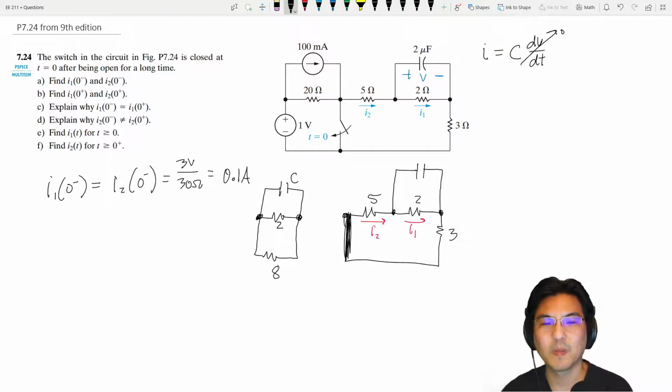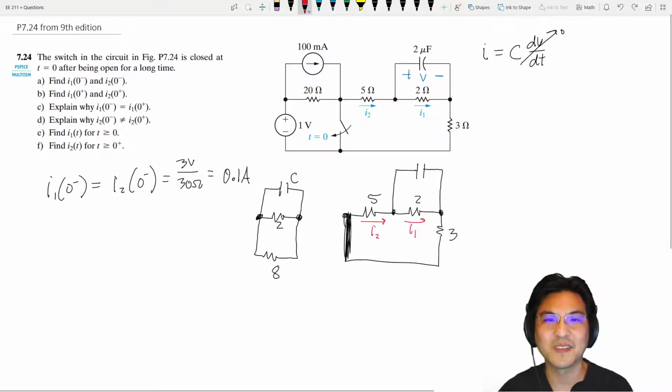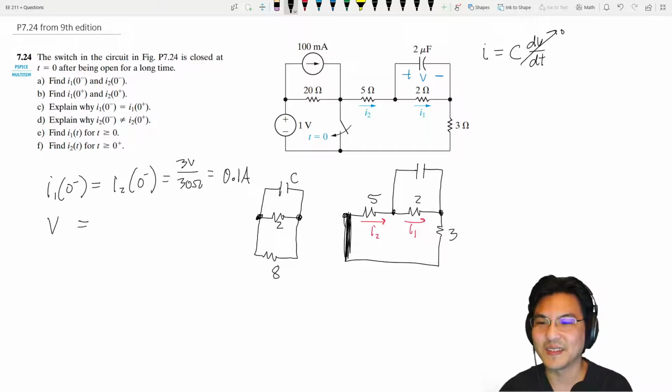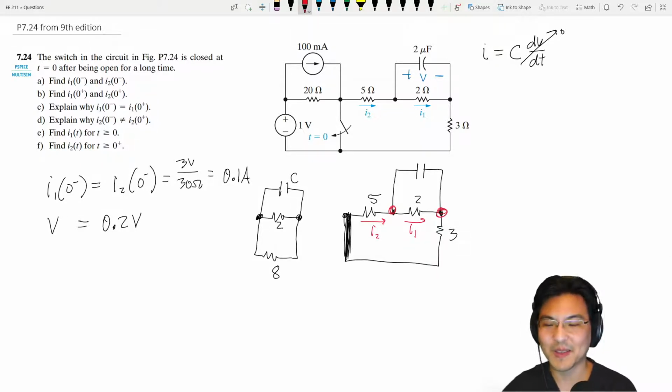Now, the voltage, I never calculated it. What's the voltage across? No problem, right? The current here for the 2 ohm resistor here is 0.1 amps. So what's the voltage across the 2 ohm resistor? The voltage across the 2 ohm resistor is IR. So that is 0.1 amps times 2 ohms is 0.2 volts. That's the voltage from here to here, which is in parallel with the capacitor. So that's also the voltage across the capacitor. Okay, that's before we close the switch.